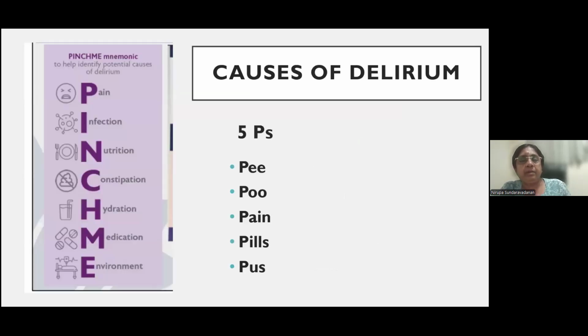What are the causes of delirium? There are two easy mnemonics to remember it by. One is PINCH ME. P stands for pain. Pain could be hidden pain. They're not able to vocalize that pain. Remember, we're dealing with very sick patients or elderly patients. They can't easily localize their pain, but there's some pain somewhere, and that's what's causing this delirium and this totally confused picture.